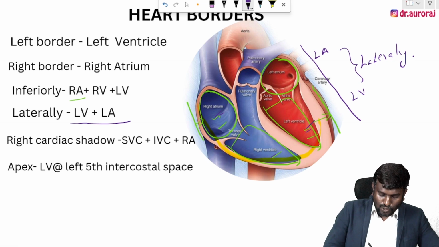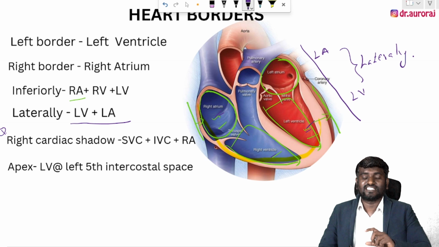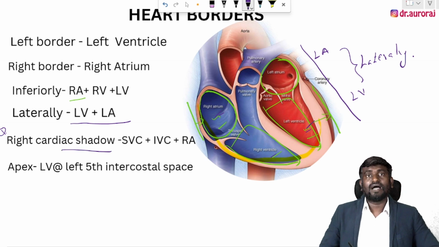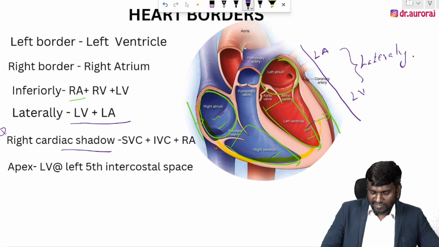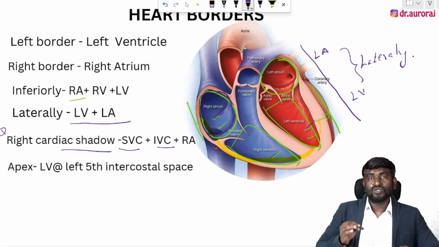Great. Now, one important point you have to remember for the exam is going to be about the right cardiac shadow. Right cardiac shadow actually includes the superior vena cava, inferior vena cava, along with the right atrium.